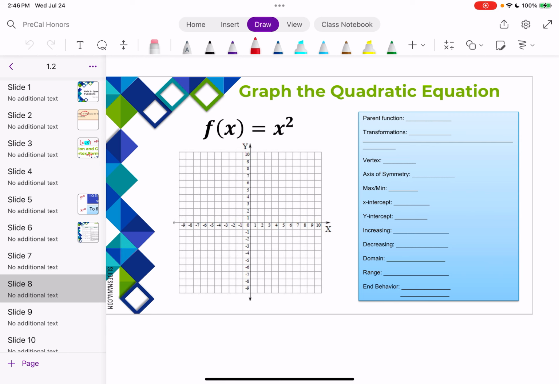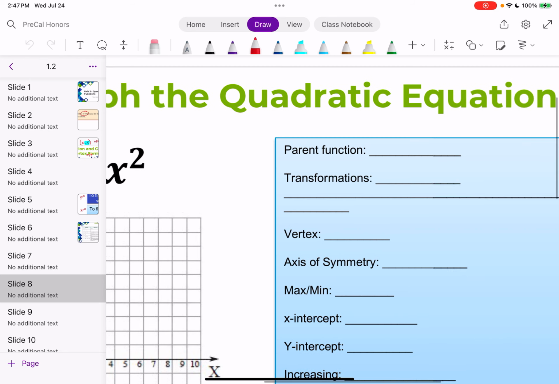Slide 8. Now, at the very top of our page, it says parent function. This is what we were speaking of before. This is when we have a regular parabola, what would it look like? Our equation would actually be y is equal to x squared.